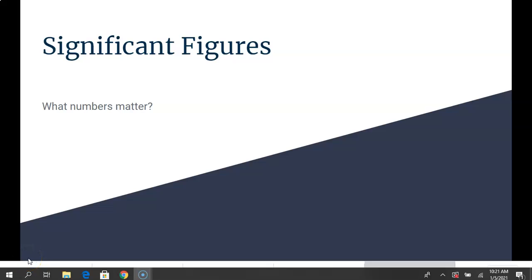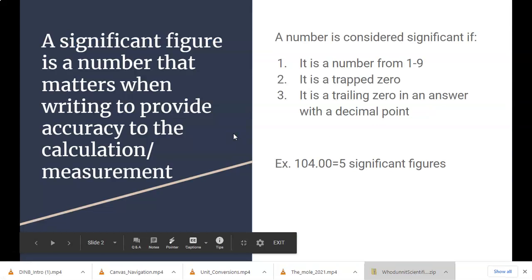In this lesson, we're going to look at what are called significant figures as well as scientific notation. And we're going to look at what numbers really matter when we're writing an answer. So, a significant figure is a number that matters when we're writing to provide accuracy or precision in a calculation or a measurement.